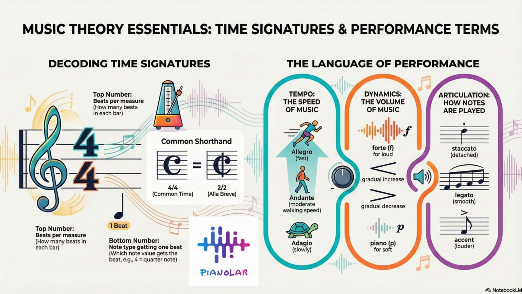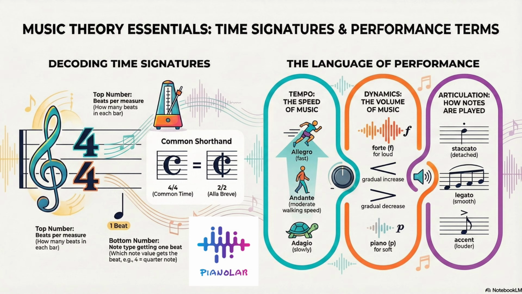And sometimes you don't even see numbers. I'm thinking of common time, the letter C. Right, which just stands for 4/4. It's a handy shortcut. But what about the C with a line through it? Alla Breve, 2/2 time. Is that really any different from 4/4? I mean, the math works out the same. That is a fantastic question because it feels completely different.